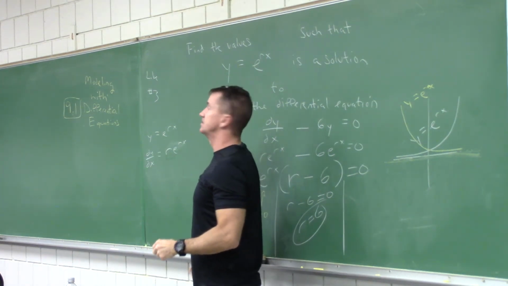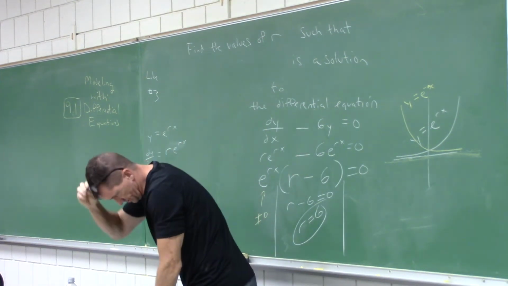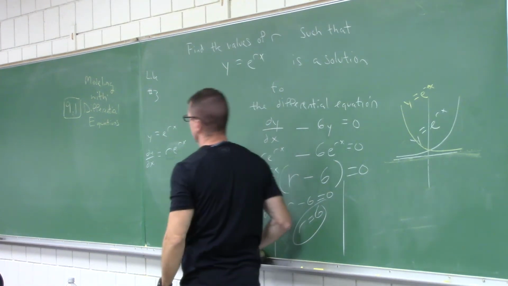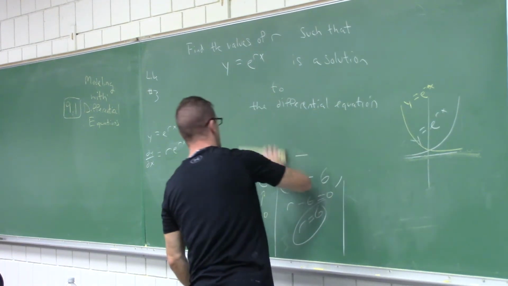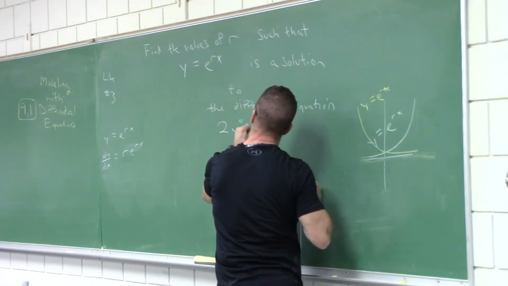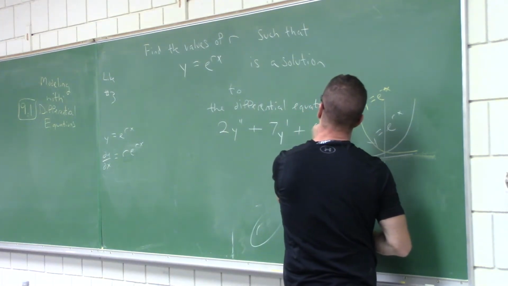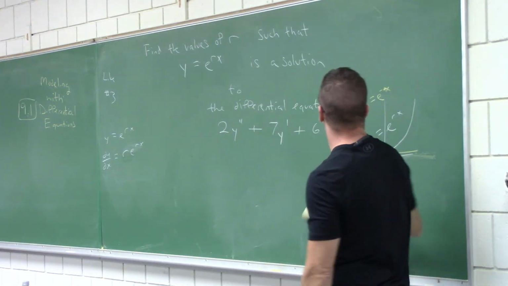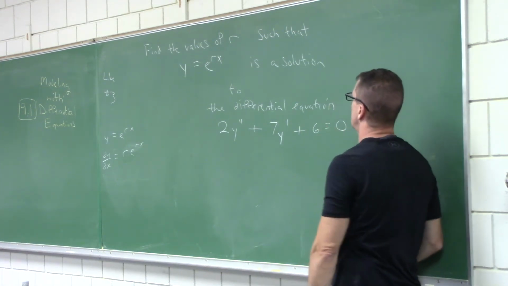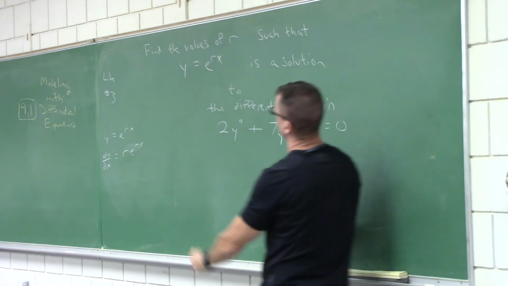I'll change it up a bit. Find the values of r such that y equals e to the rx is the solution to the differential equation 2y double prime plus 7y prime plus 6y equals 0. And don't forget, e to the rx can never equal 0, right? Never. So what do we need to do here? I noticed they said values, so there could be more than one answer.